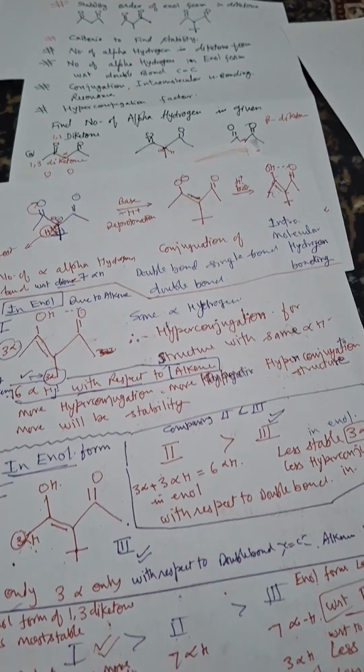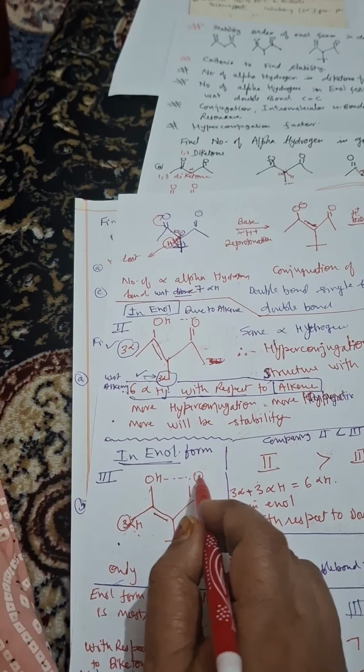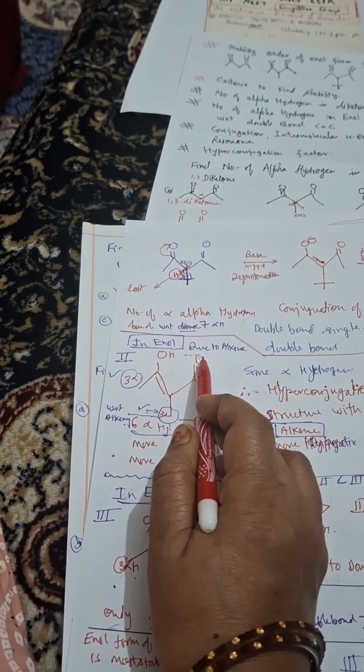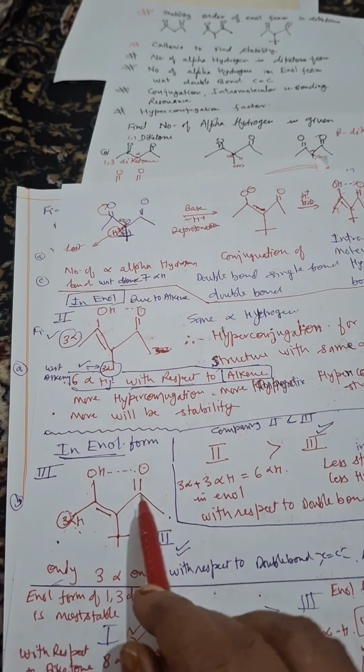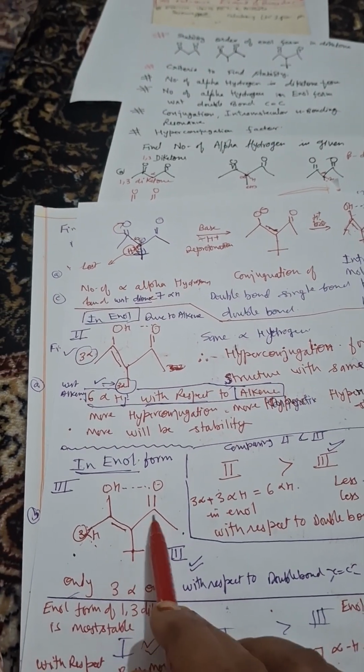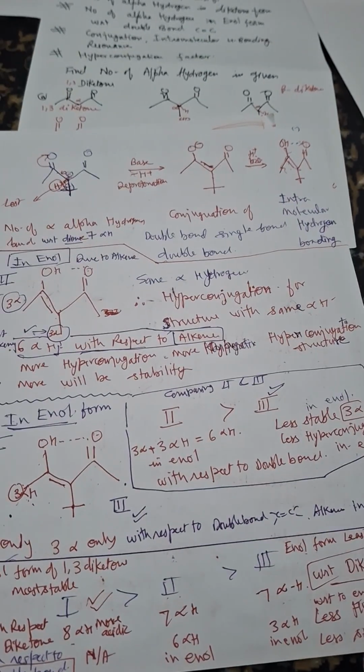In this way we can easily go through it, and everywhere there is intramolecular hydrogen bonding. This has intramolecular hydrogen bonding, this also, and this also. All of them have conjugation. So there are 3 factors which govern the stability of the enolic form.